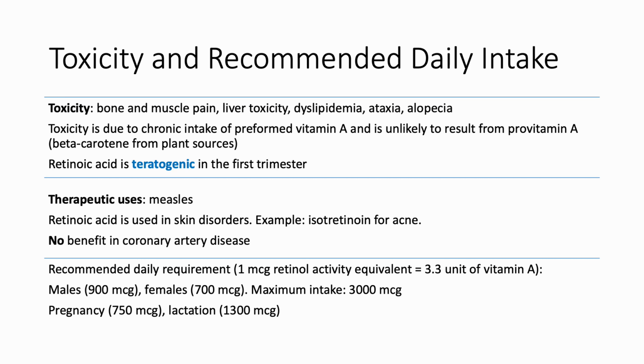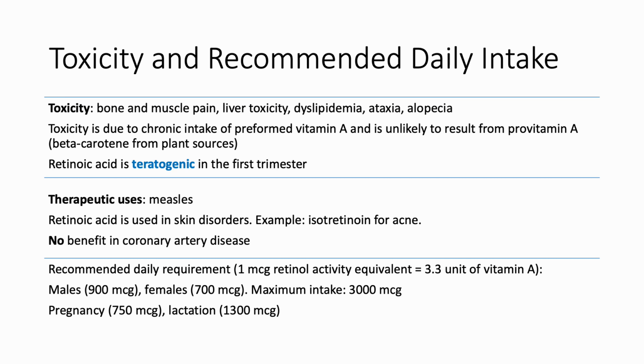So what are the symptoms of toxicity? Bone and muscle pain, including osteoporosis, liver toxicity, problems with cholesterol or dyslipidemia, ataxia, which is problem with gait, with walking, and alopecia or hair loss.